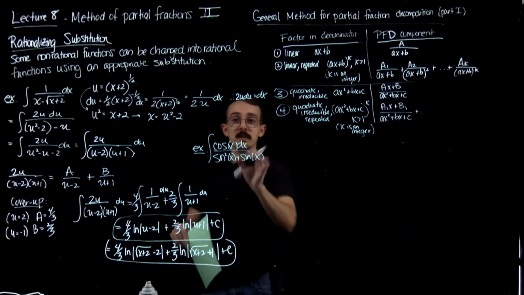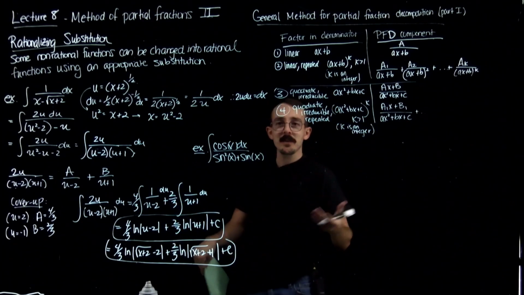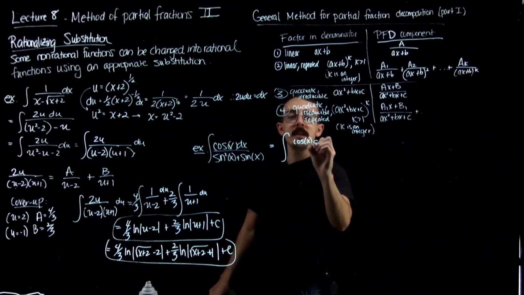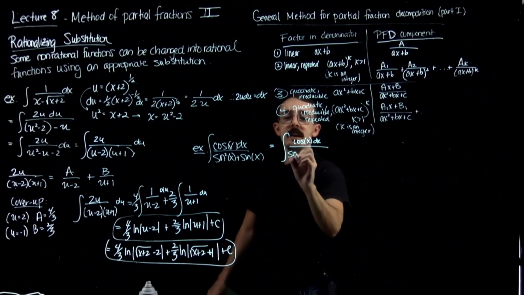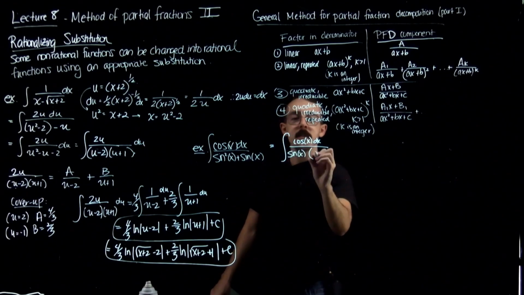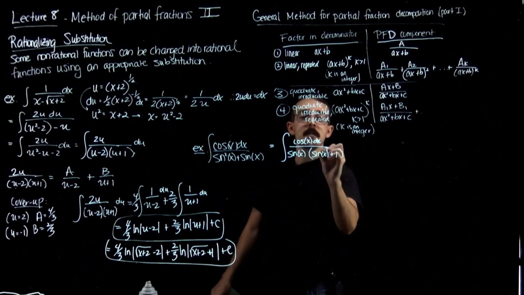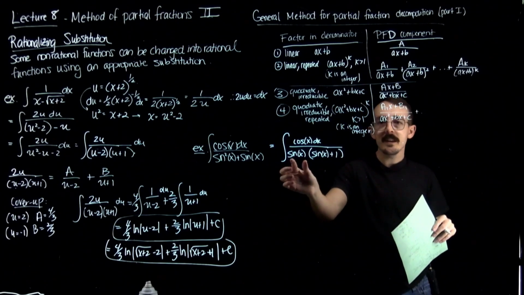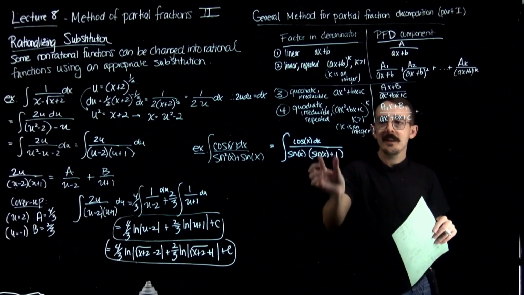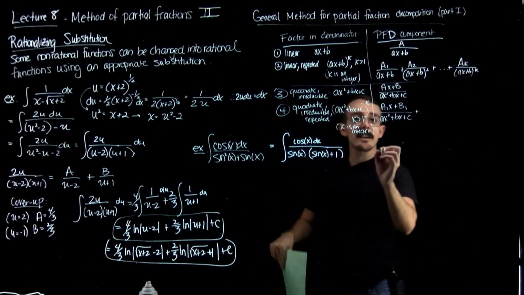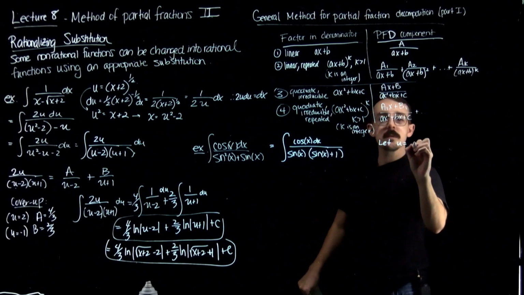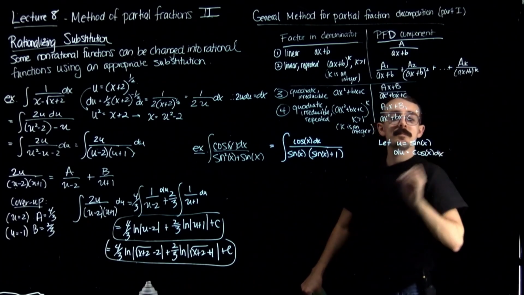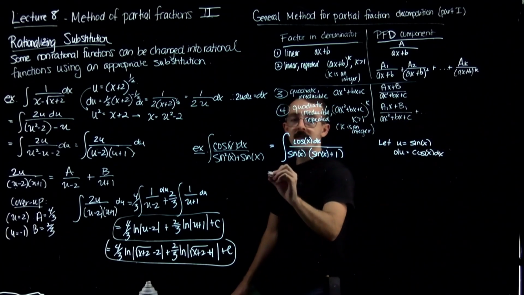OK, so this one is similar in that we need to pick some sort of thing to substitute. What I notice with this one is that the denominator factors right away. Here you get sine of x, and if you factor that out of both of them, you get sine of x plus 1. So to make this look like a rational function, it might be good to have something like u times u plus 1, if you see what I mean. And also the derivative of sine is right there. So that suggests that I could let u equal sine of x, and then du would be cosine of x dx.